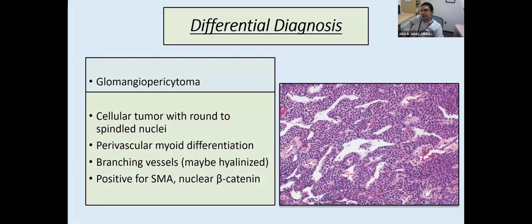Glomangiopericytoma is another possibility. Usually those tumors are pretty vascular, and they originate from pericytes. You can see here that the nuclei are usually rounder and more oval in shape compared to the spindle nuclei that we had in our case. But certainly with all the crush artifact coming from the biopsy and the fact that these tumors can sometimes be spindled, that should still be entertained. These tumors stain positive for SMA and nuclear beta-catenin.